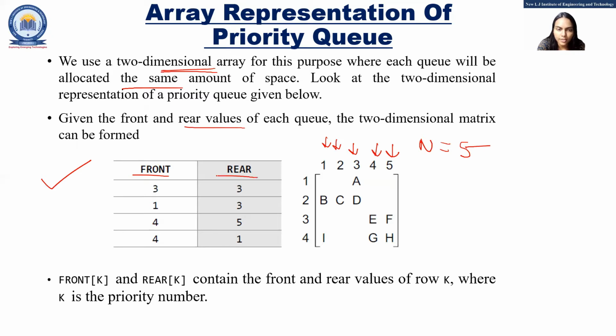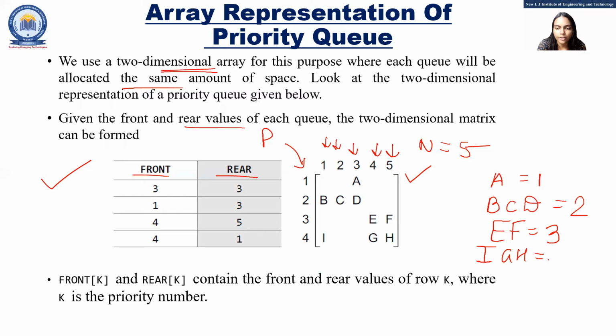Now what this means is, see students, element A has priority 1. These are priorities. Element A has priority 1, elements B, C, and D have priority 2, E and F have priority 3. This is a certain situation at a certain point of time. This could be different also. I, G, and H have priority 4.